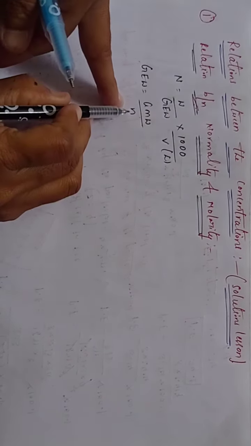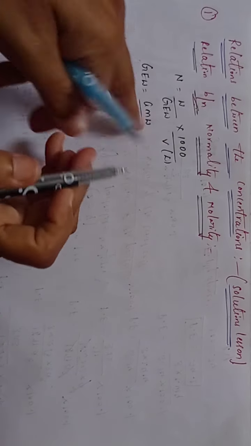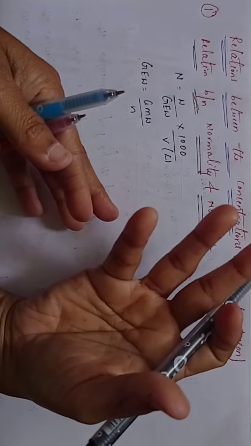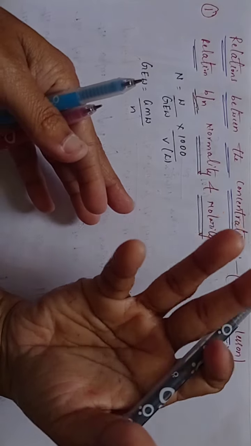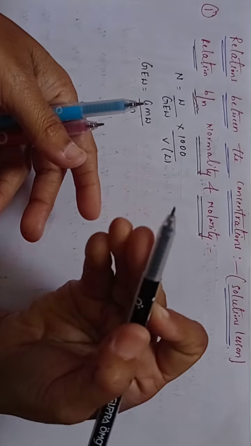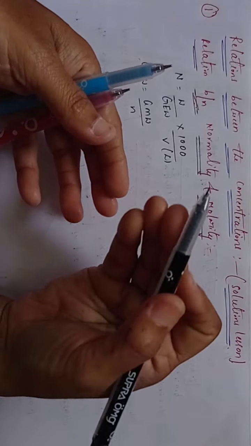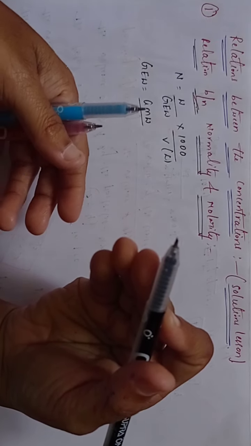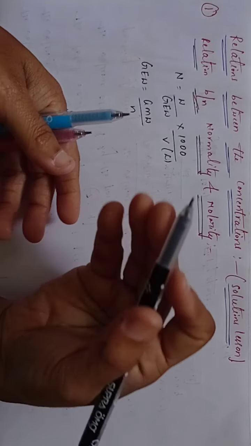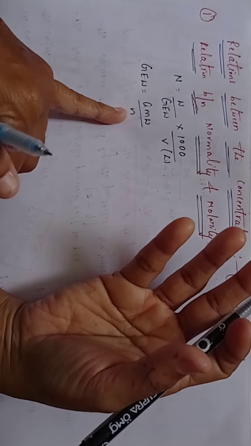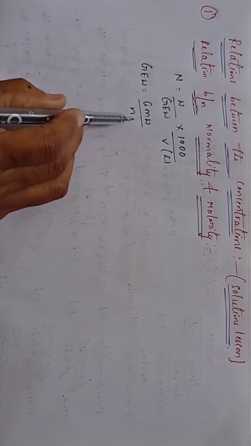Now, the n value: for acids, n is equal to basicity. For bases, n is equal to acidity. For salts, you have to take the total charge present on the cation or anion. And for oxidizing agents, n is equal to the change in the oxidation number. That you have to take, students. Clear this one? So what does n indicate here? n indicates basicity, acidity.